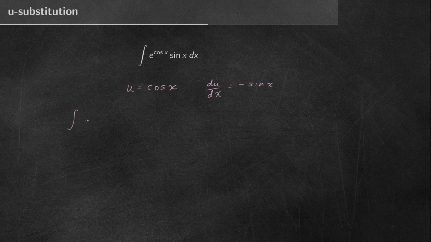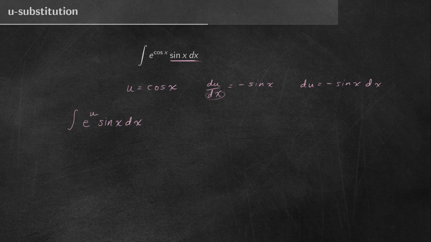So I have the integral of e to the power u. Since u equals cosine x, e to the cosine x becomes e to the u. Then I'm still left with this sine x dx here. So I have e to the u times sine x dx. Let's go back to our derivative equation. If I multiply both sides by dx, then I get du equals negative sine x dx.